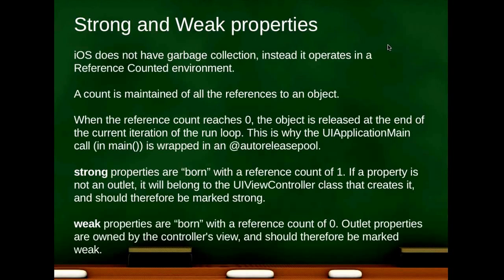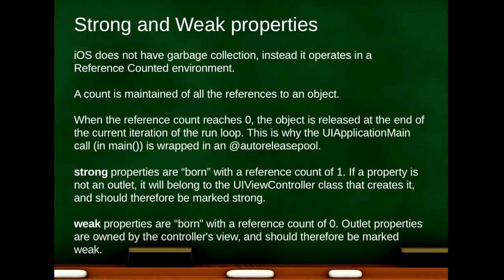When that reference count reaches 0, the object is going to be released. But it doesn't get released immediately. It gets released at the end of the current iteration of the run loop. Now remember that we said that UIApplicationMain really fires off that run loop. You may have noticed, and if not, in the demonstrations throughout the rest of the course, we'll see the main function wrapping up this call to UIApplicationMain.